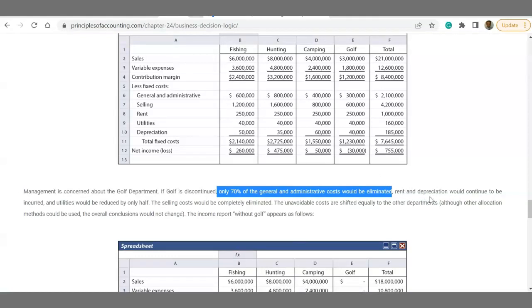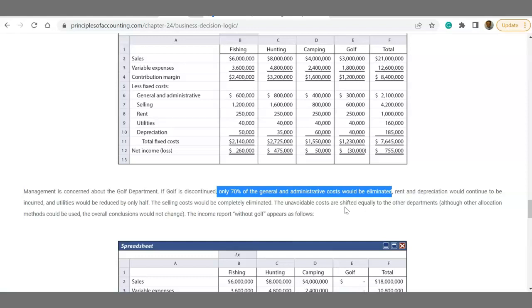Rent and depreciation would continue to be incurred because it's just a place. It's rented anyway, so it's not going to go anywhere. Equipment depreciation and furniture depreciation are going to happen no matter what. And utilities would be reduced by half only. So we can get rid of 70% of general administrative, and we can make utilities go down by just half of 40, which is 20.